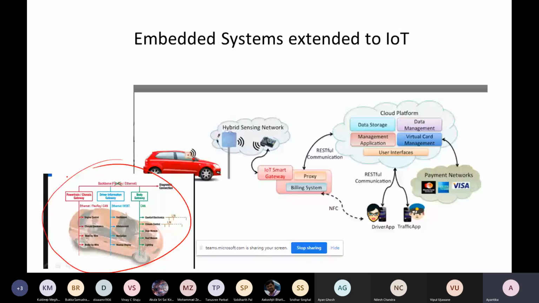That is also an extension of your embedded system feature based development. Here, some communication protocols you need to have are working within that smart card. Now the same smart card may be talking to some vehicular network. We have also taken an example of a smart parking lot.